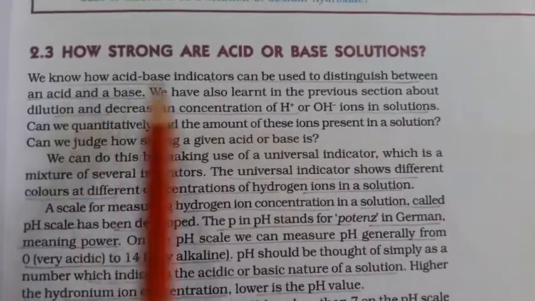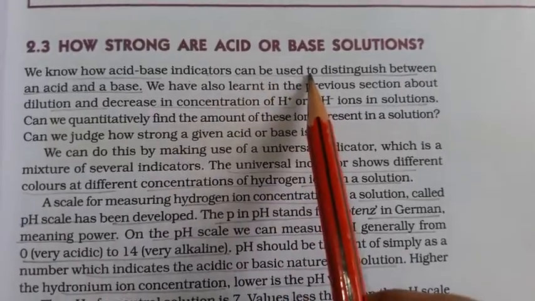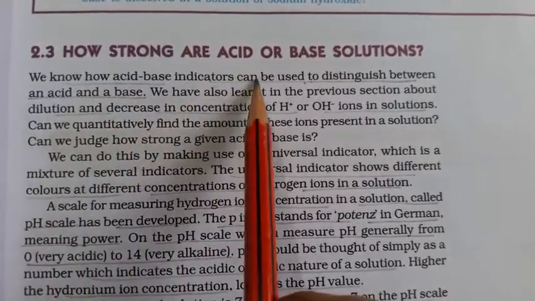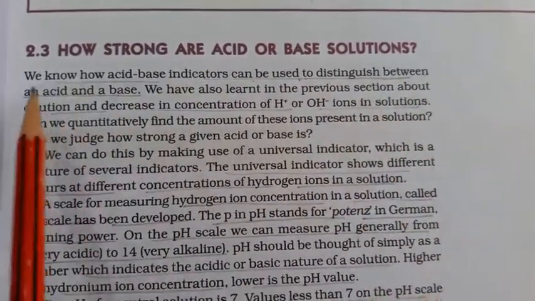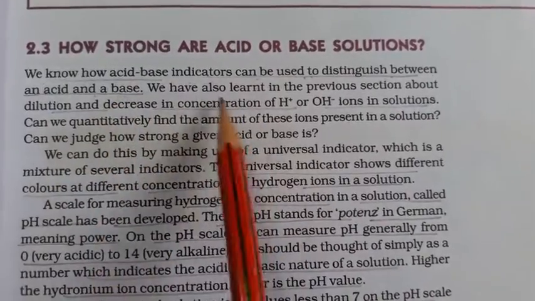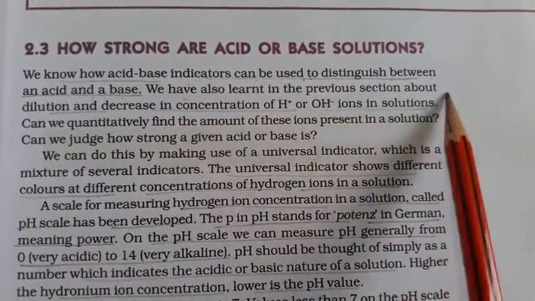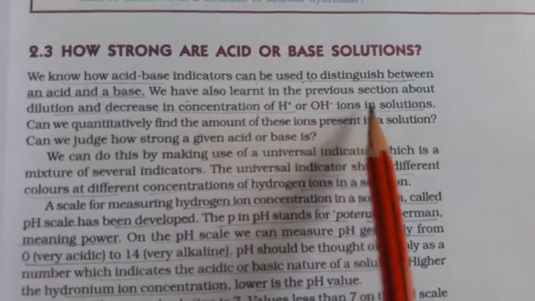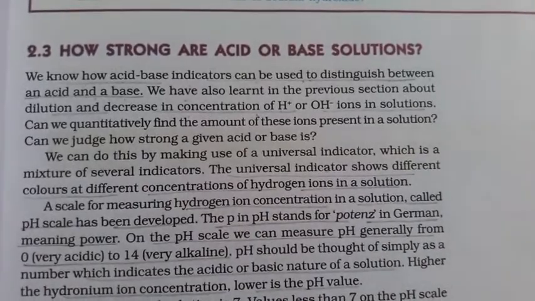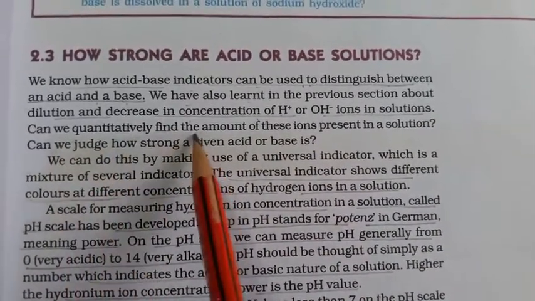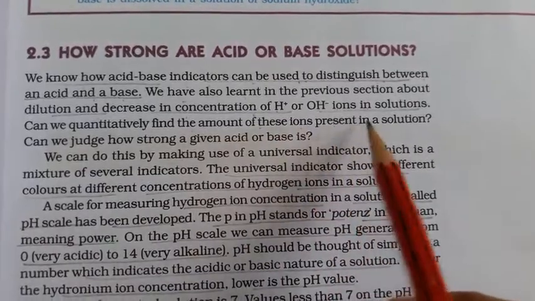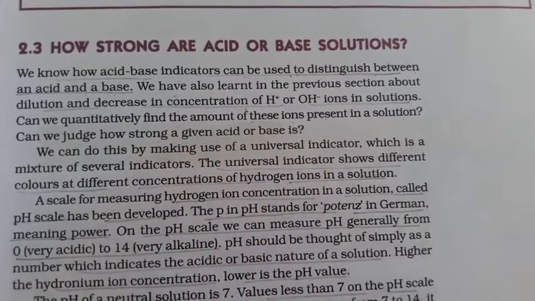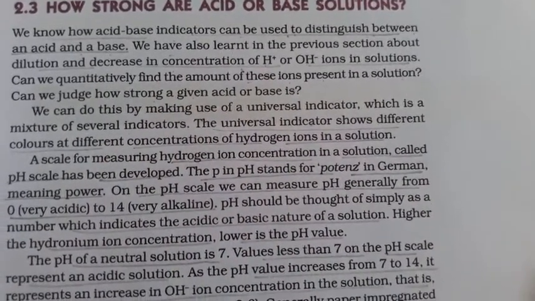So we know that an acid-base indicator can be used to distinguish between an acid and a base. We have also learned in the previous section about dilution and the decrease in concentration of H positive or OH negative ions in solution. Can we quantitatively find out the amount of these ions present in solution? Can we judge how strong a given acid or base is?